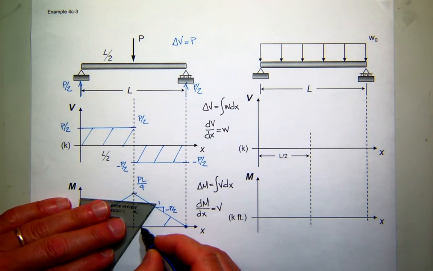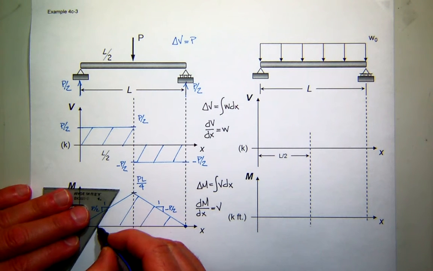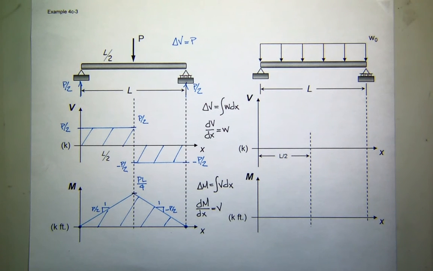So what's the maximum moment in the structure? PL over 4. Where does it occur? At L over 2. Okay? Let's try the next one.